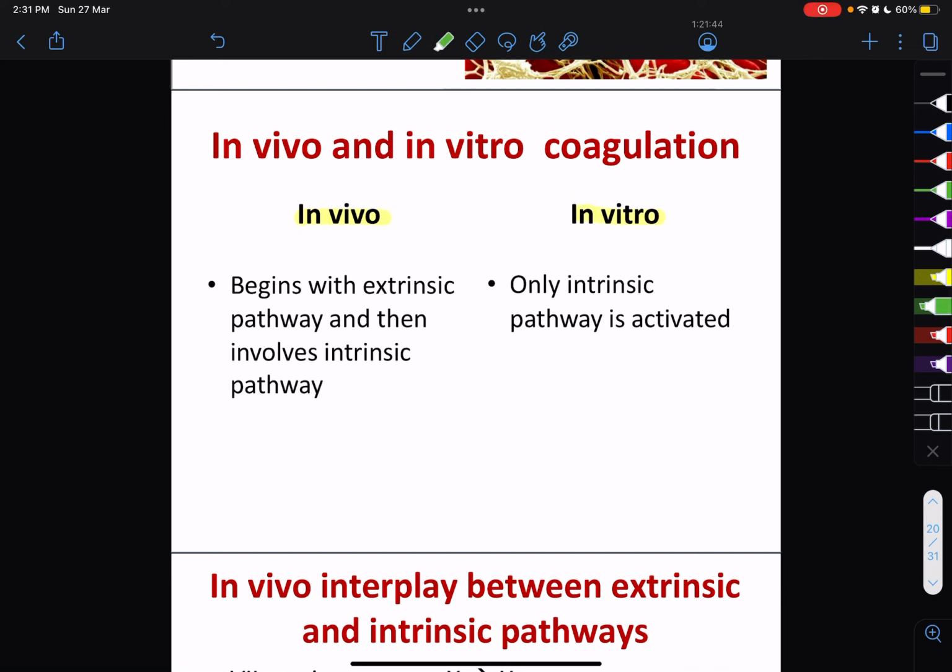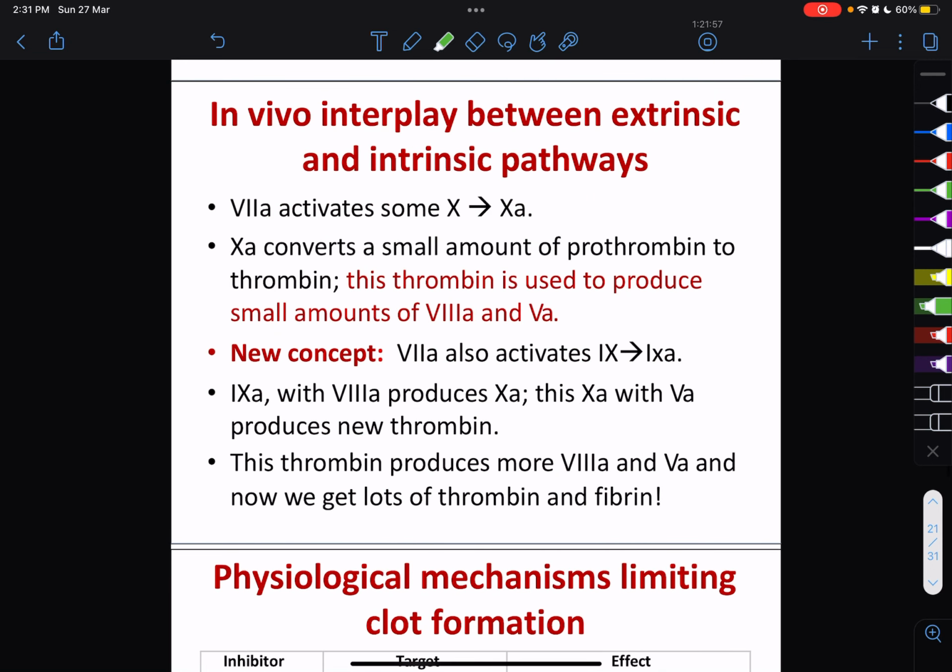Some connection between the two pathways: the two pathways are working together inside the body. Do they share some characteristics? Do they help each other? Yes or no? Yes, they do help each other also. Factor 7: is it from the extrinsic pathway or intrinsic pathway? Yes, extrinsic. But it is helping the formation of factor 10. Okay, 10 to 10A. That we know.